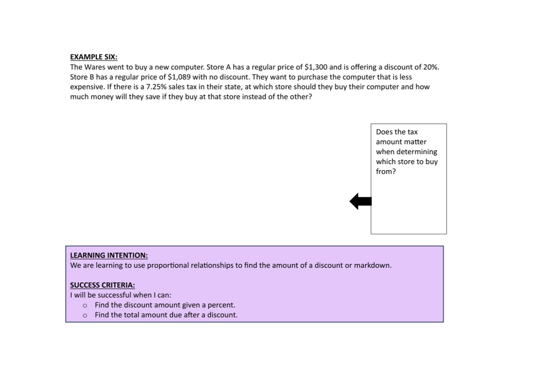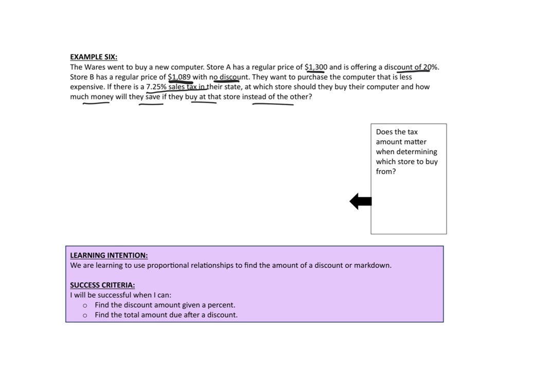So the Wares went to buy a new computer. Store A has a regular price of $1,300 and is offering a discount of 20%. Okay, Store B has a regular price of $1,089 with no discount. Okay, we want to buy the computer that's less expensive, obviously. It says if there's a 7.25% sales tax in their state, which store should they buy their computer at, and how much money will they save if they buy at one store instead of the other?